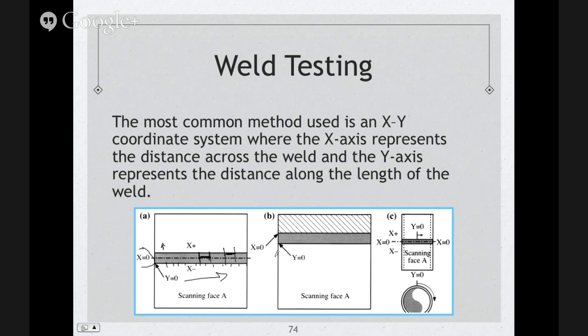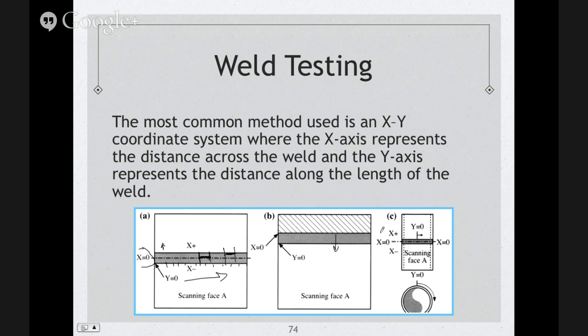And these are other methods in which x would be 0 here, and y would start here again. And then you would only have, let's say, positive numbers going in the down position. X would always be along this side, and y would be along the length. Okay.